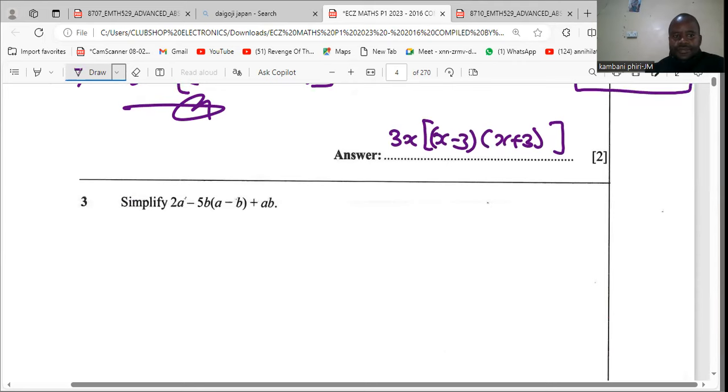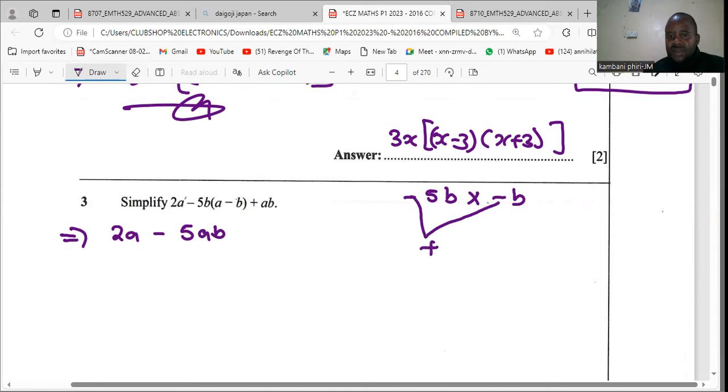We want to simplify. So we maintain the 2a, then negative 5b multiplied with whatever is in the bracket. So negative 5b times a, we have negative 5ab. Then you multiply negative 5b times negative b. A negative number by a negative number is a positive number, which gives positive 5b squared.